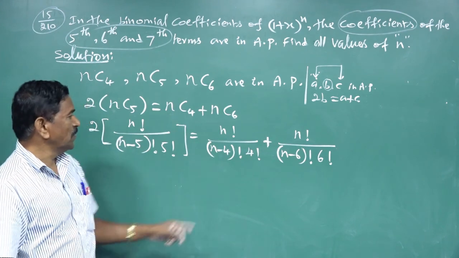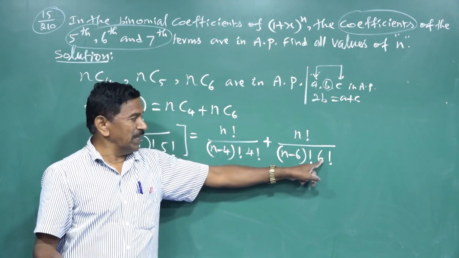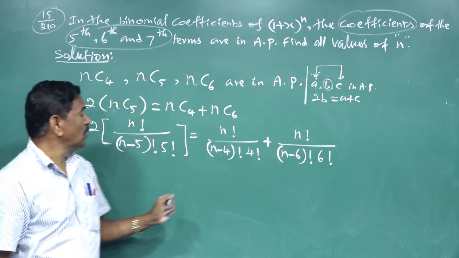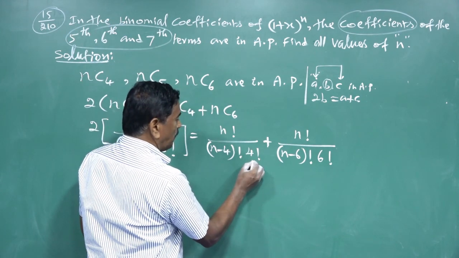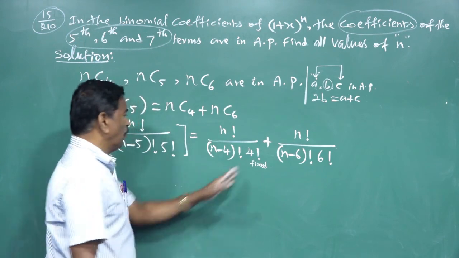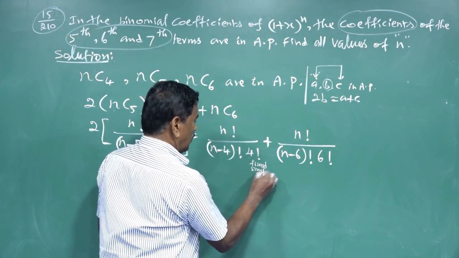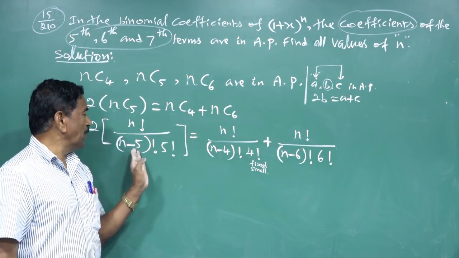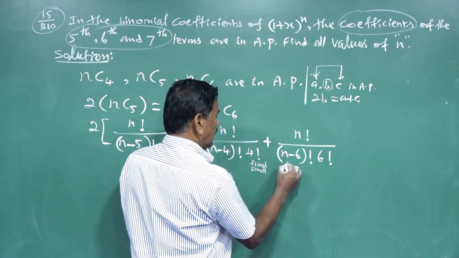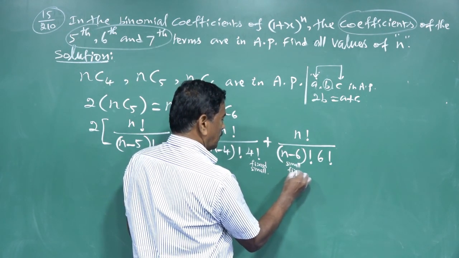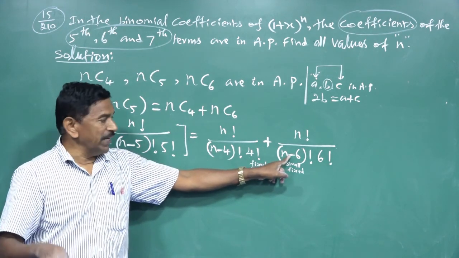Next step, 4 factorial, 5 factorial, 6 factorial: which is bigger? Yes, 6 factorial is bigger. So 6 factorial we want to split. That is a technique. 6 factorial and 5 factorial split, and the very small 4 factorial is fixed. Next, n minus 4, n minus 5, n minus 6: which is very small? Yes, n minus 6 is very small, so fixed, and the remaining I want to split. Again, 4 factorial is very small, that is why fixed; (n minus 6) factorial is very small, that is why fixed.